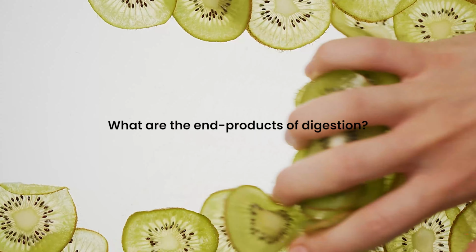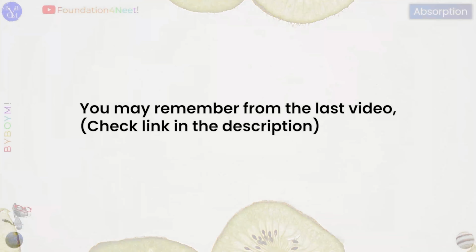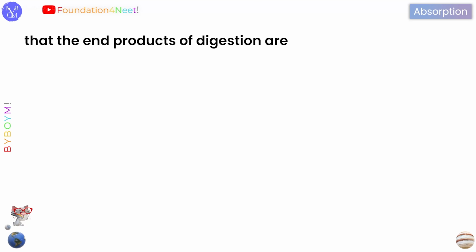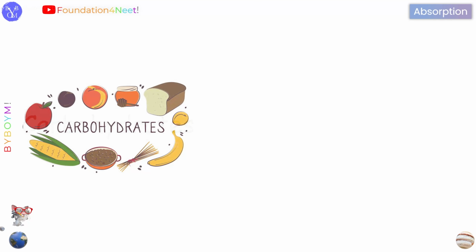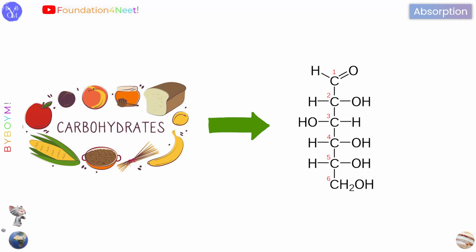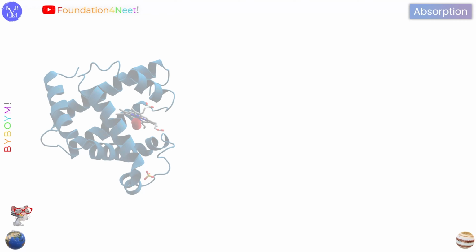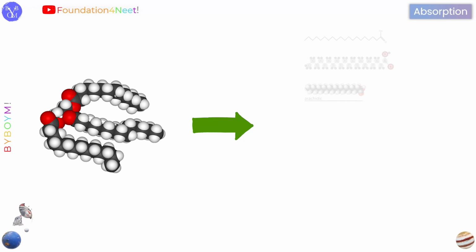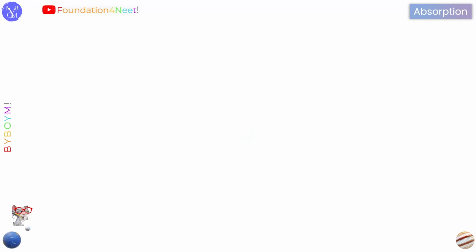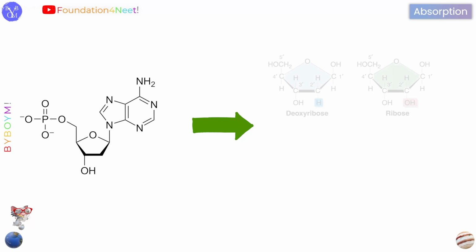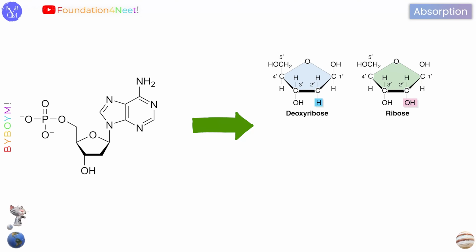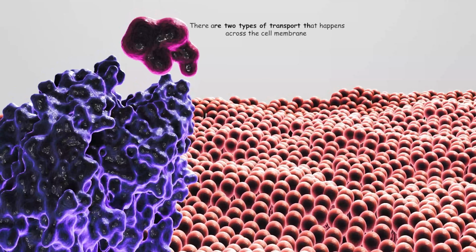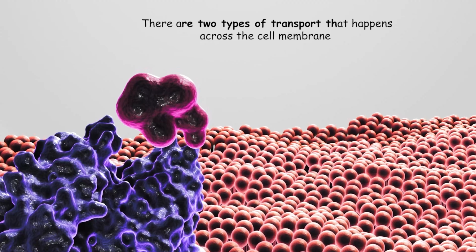What are the end products of digestion? You may remember from the last video that carbohydrates are broken down into monosaccharides such as glucose, fructose and galactose. Proteins are broken down into amino acids. Fats are broken down into fatty acids and glycerol, and nucleotides are broken down into sugars such as ribose and deoxyribose and nitrogenous bases.